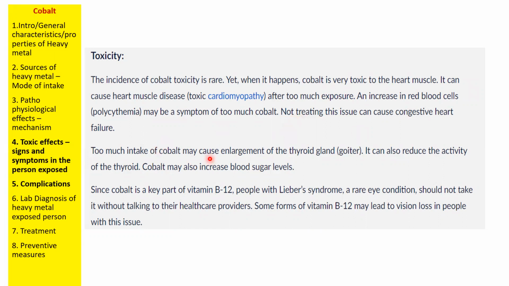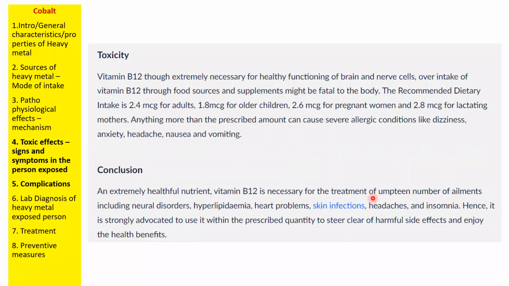Okay. So too much intake of cobalt may cause enlargement of the thyroid gland, and thyroid goiter can be seen. Cobalt can also increase blood sugar levels indirectly. I'm not going to discuss the pathways. And since cobalt is a key part of vitamin B12, people with Leber syndrome, these are the genetically predisposed people who don't have the mechanism of synthesizing vitamin B12. So it's a rare eye condition, should be considered, and for these patients, for proper eye function, they must depend on cobalt and vitamin B12 supplementation.